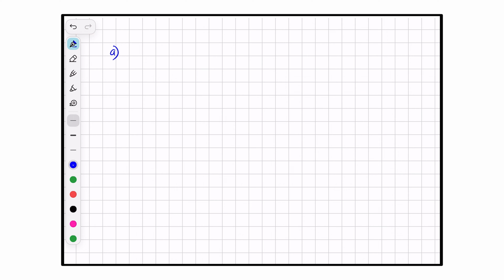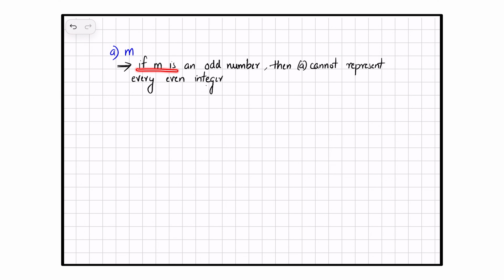Now can we say that for every integer m, every even integer will be of the form m? I think quickly we can know that it is not. If m is an odd number, then simply m cannot represent every even integer, right? So we can quickly understand that option 1 is not the correct option.